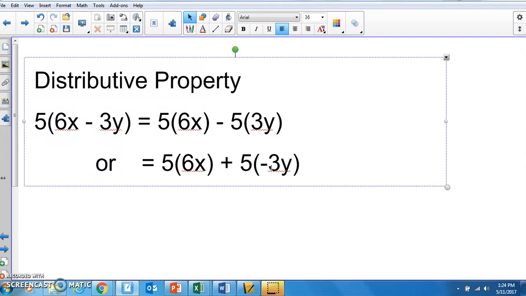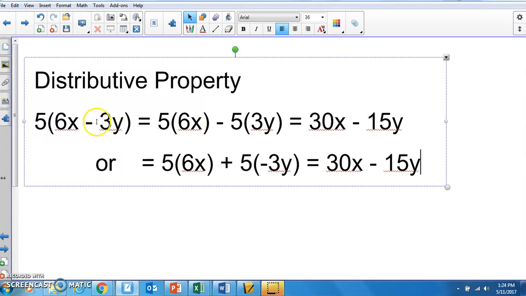And if you'll notice, if you follow the rules for multiplying and dividing, if I go through this first one, that's going to give me 30x minus 15y, because a negative 5 times a 3 is a negative 15, so we put a minus sign there to represent minus 15. Now if I do the second one, 5 times 6x gives you 30x. And then a positive 5 times a negative 3 is a negative 15, so I put a minus sign to represent my negative.